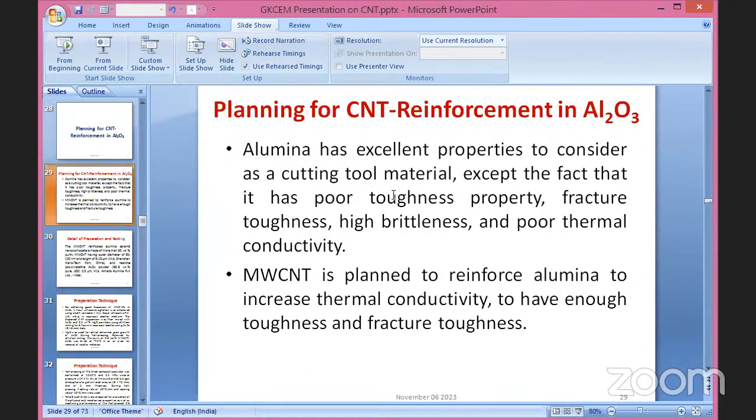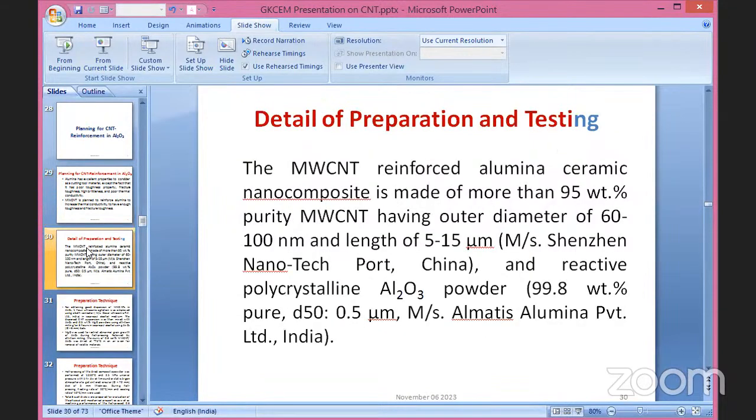That is the basic idea, that people have tried to put multi-walled carbon nanotube so that it can be reinforced within alumina to increase thermal conductivity, to have enough toughness, and also fracture toughness. So this is the basic idea that we can get by putting multi-walled carbon nanotube into alumina. That is a very important issue that we can achieve. And let's see how it is done. This multi-walled carbon nanotube reinforced alumina ceramic nanocomposite. We call it a nanocomposite because these carbon nanotubes are of nano size.